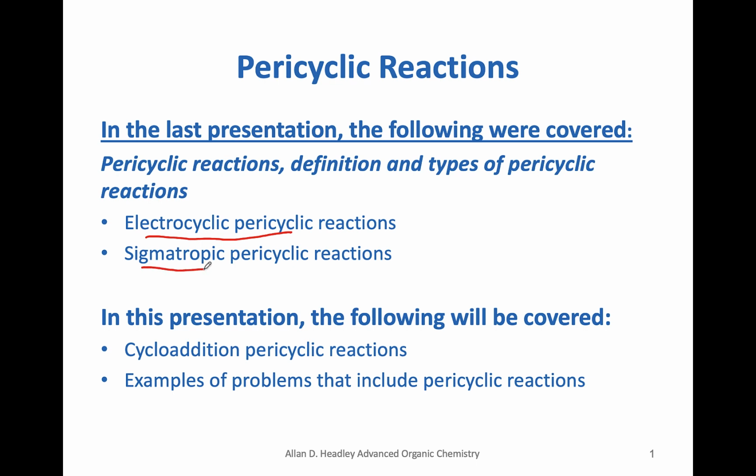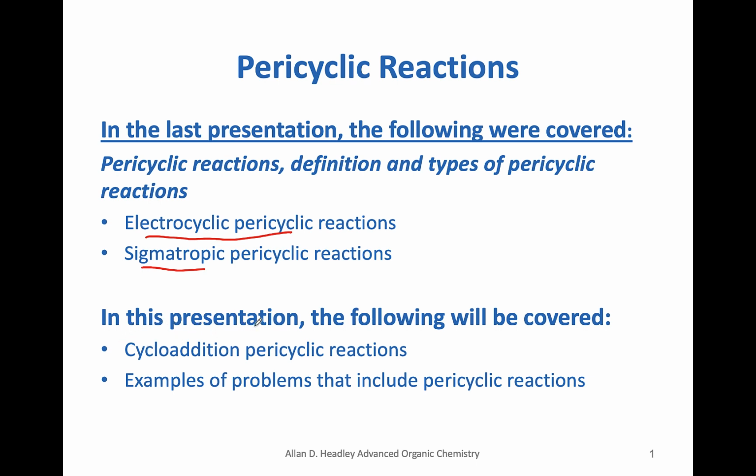For sigmatropic reactions, pardon me, these reactions really involve effectively the movement of a sigma bond across conjugated systems. And of course, we discussed two examples, which are the Cope rearrangement and the Claisen rearrangement. Don't forget to remember the names of these chemists because we tend to associate the names of different reactions that are discovered with the chemists or the scientists who discovered these reactions.